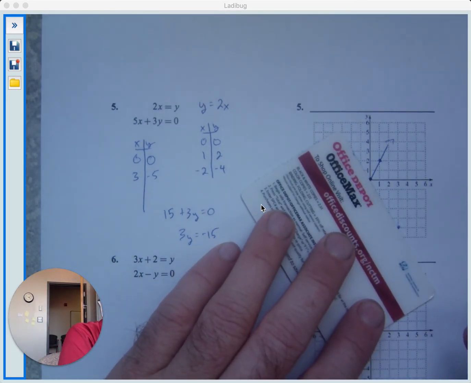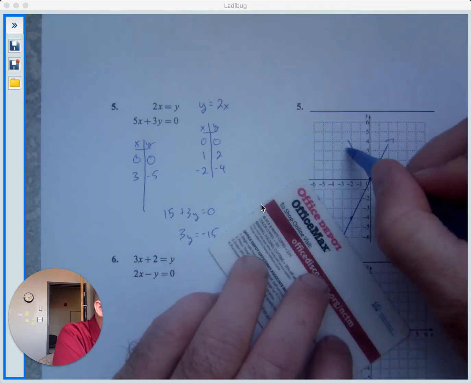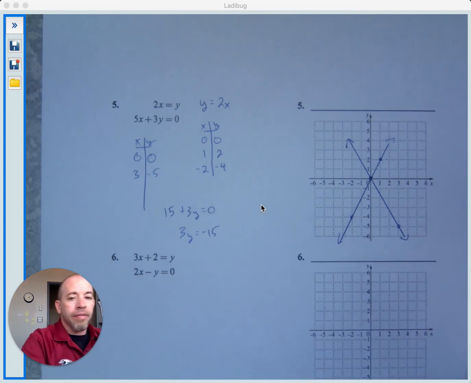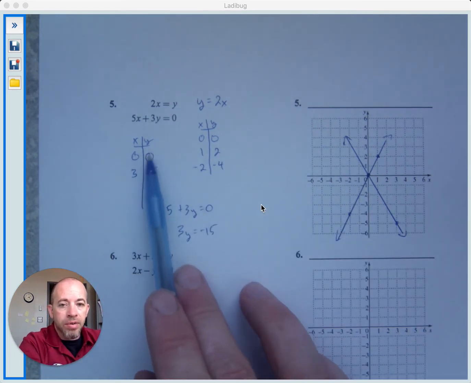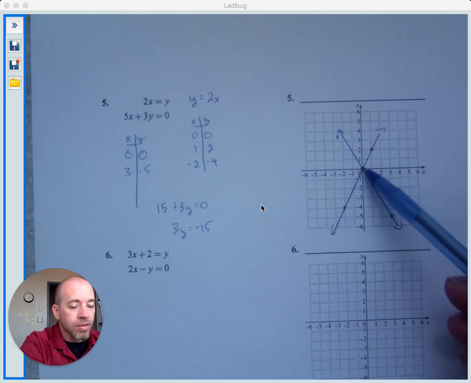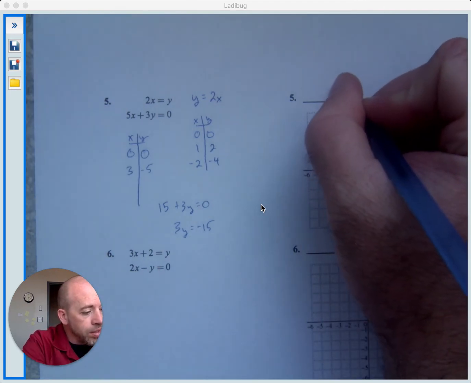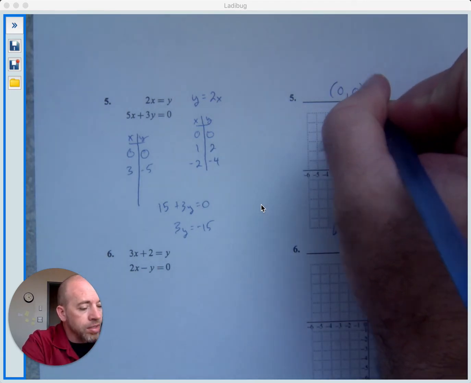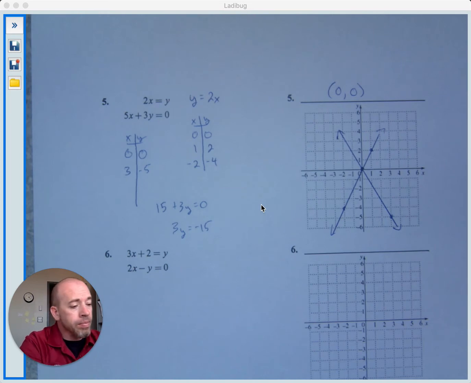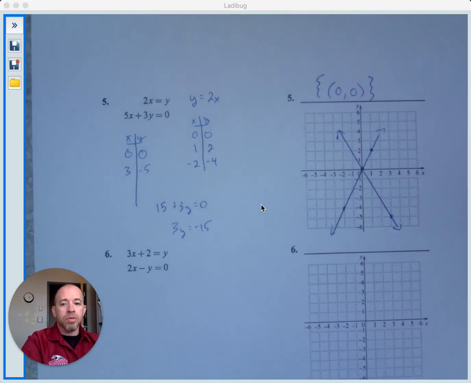And you can probably already tell the solution to this system because both of these t-charts had the same point. They both had 0, 0, right? And we can see the two lines intersect at 0, 0. And that 0, 0 works in both equations. So in this case, your solution to the system is 0, 0. Again, MyLab will have these braces here for you, and you'll put the solution point inside.